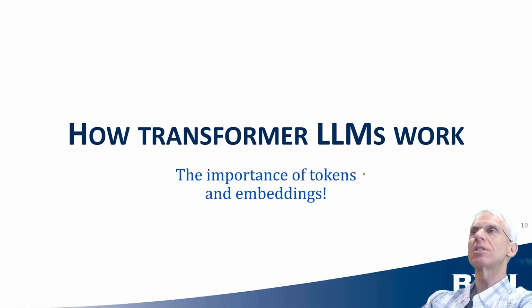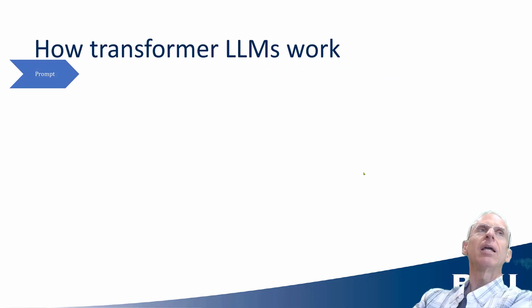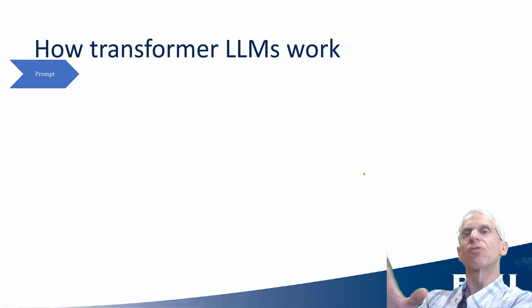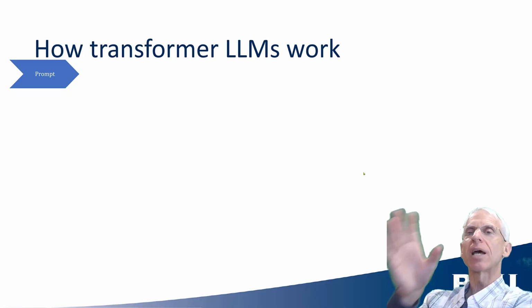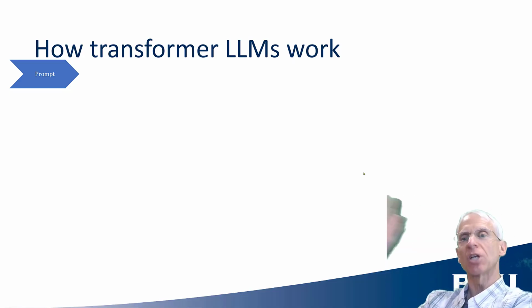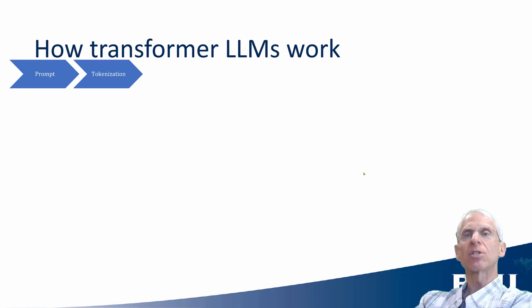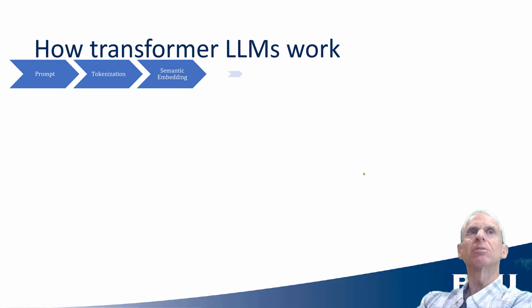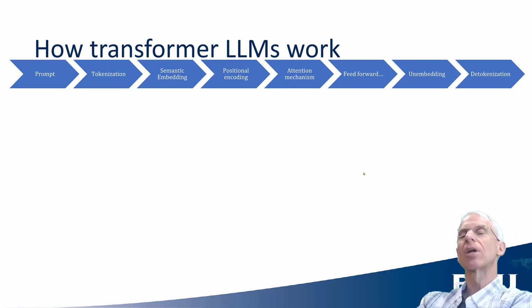How does this work? To reiterate what we've talked about already, we start with a prompt. This is inference, meaning we're going to give the model some prompt and some context and some information, and it's going to generate some output. We tokenize the prompt, so we turn it from words into numbers. We do semantic embedding, which I'll come back to. We do positional encoding, we feed it through an attention mechanism, we do a feed forward, we unembed and detokenize.